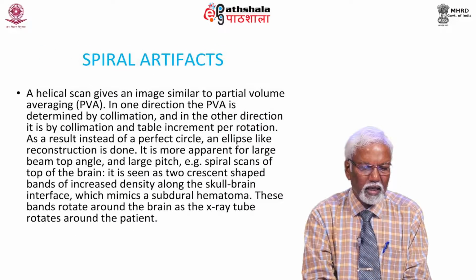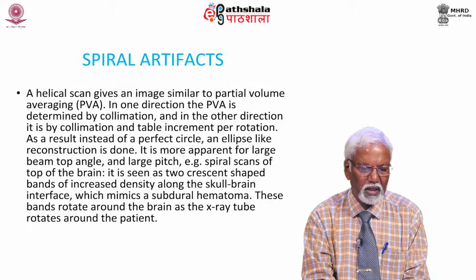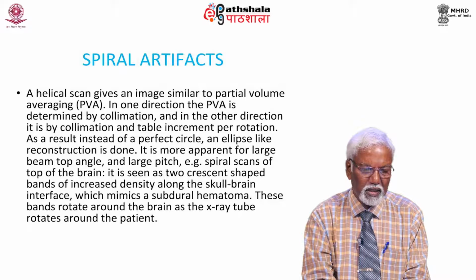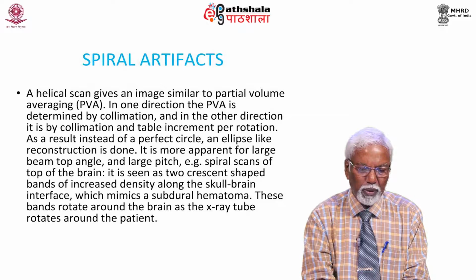Spiral artifact. A helical scan gives an image similar to partial volume averaging. In one direction, the partial volume averaging is determined by collimation. In the other direction, it is determined by collimation and table increment per rotation. As a result, instead of a perfect circle, an ellipse-like reconstruction is done. It is more apparent for large beam tilt angle and large pitch.